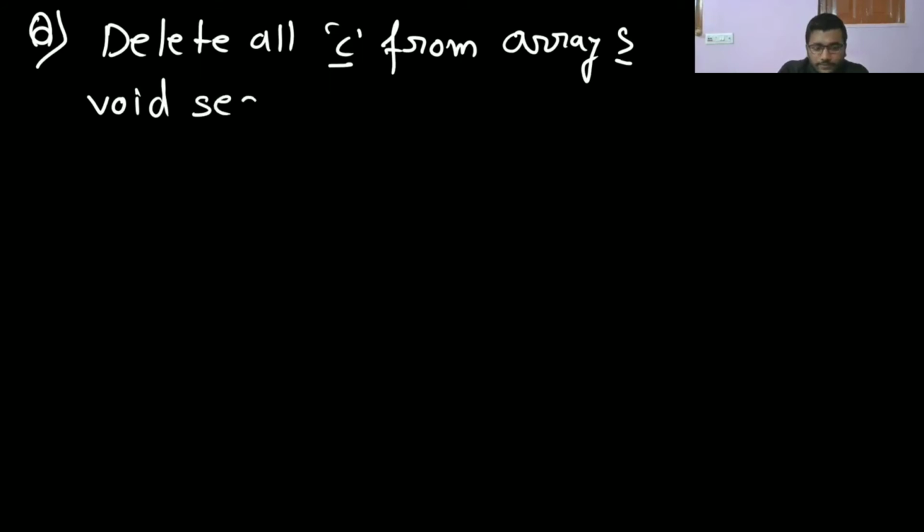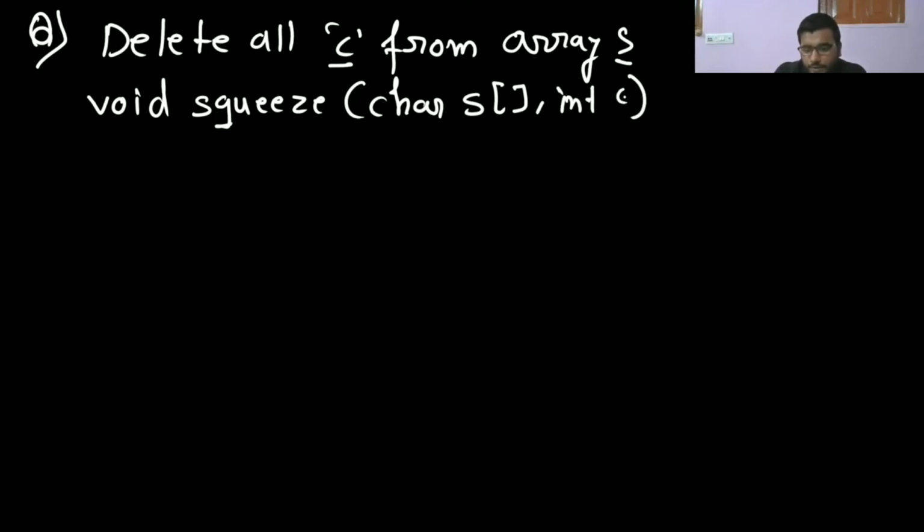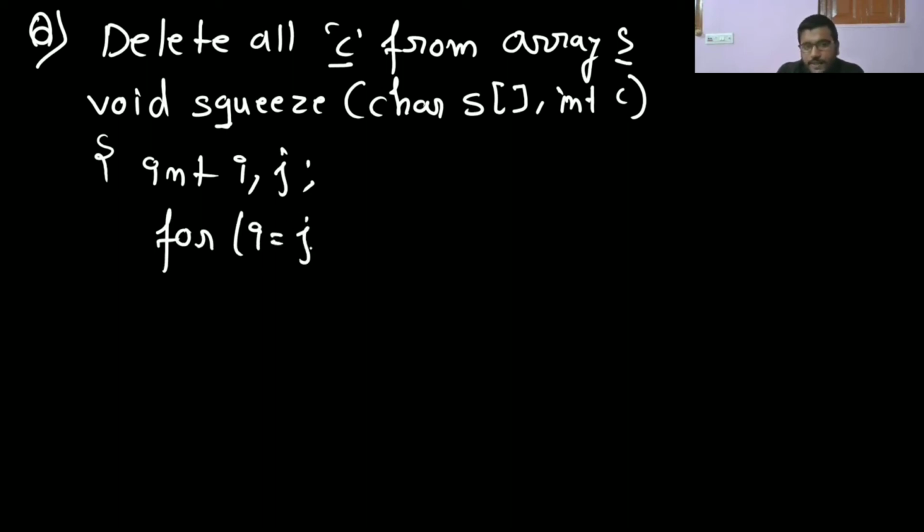Suppose we are writing code to delete all c from the array s. Whenever you have c, you delete it from s. I am writing void squeeze, with char s and int c as parameters. Here you have int i and j. You are assigning i equal to j equal to 0, so both are 0.